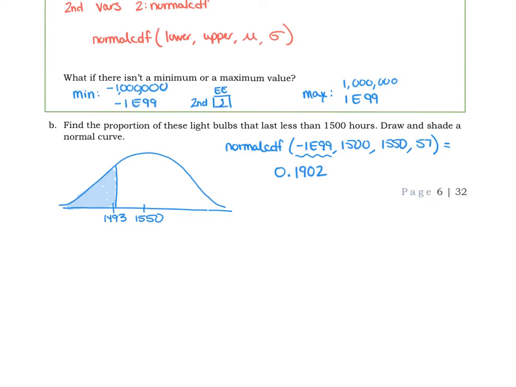0.1902. Notice in this question it said find the proportion of these light bulbs. That is really the same as finding a probability. I'm going to keep changing up the phrasing as we go through because lots of times you'll see all these different wordings, and I want you to be familiar with them and know they all mean the same thing.